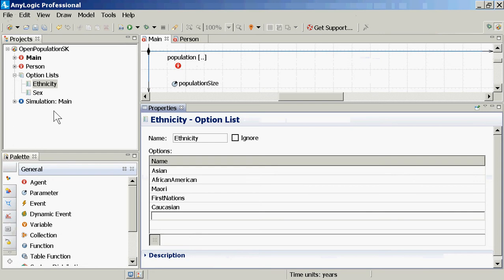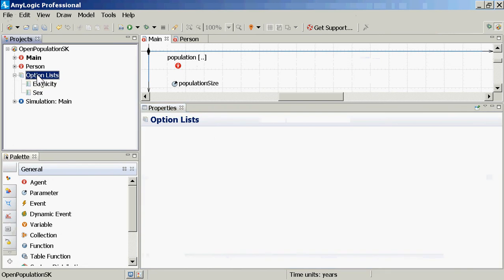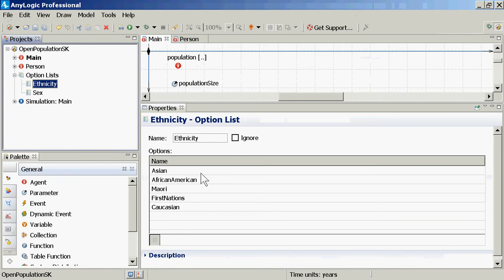Okay. People okay with that? Oh, do you want me to go back? Oh, I'm sorry. Asian, African American, Maori, First Nations, and Caucasian. Okay, it's kind of a melange of the countries represented. Although Australia, I think, is underrepresented.